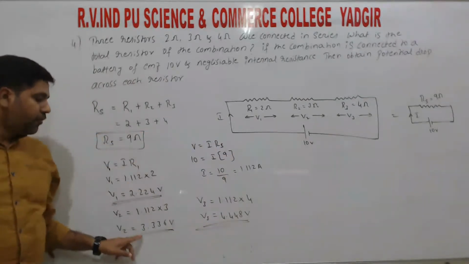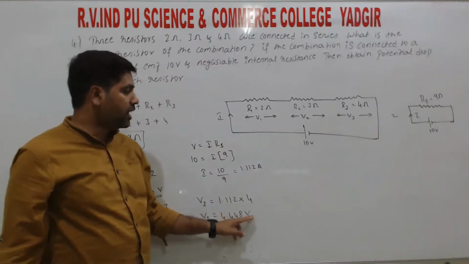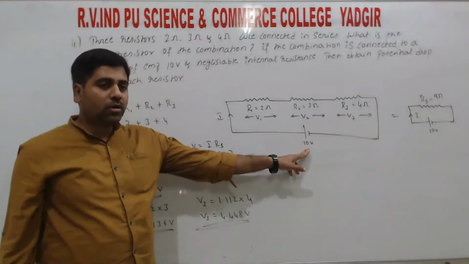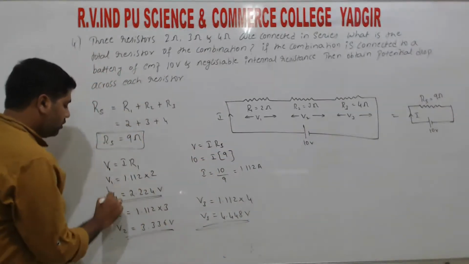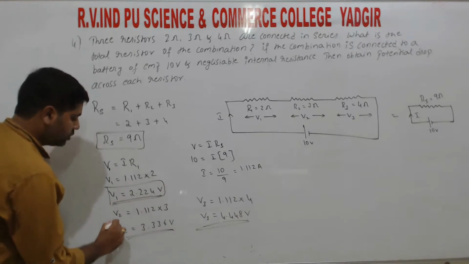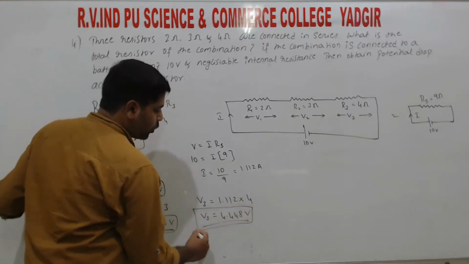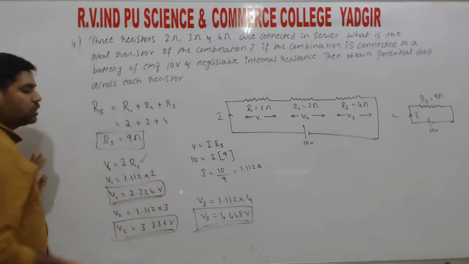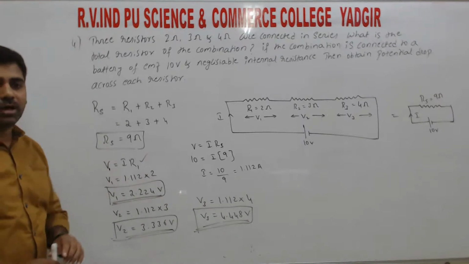If we add all these three, we get finally 10. 2 plus 3, 5, 5 plus 4, 9. So we get 9.99 something, which is approximately equal to 10 volt. These are the three potentials across the three resistors. Now, to solve other problems, the formula is very important. Without the formula, if we simply simplify, we get 0 marks.